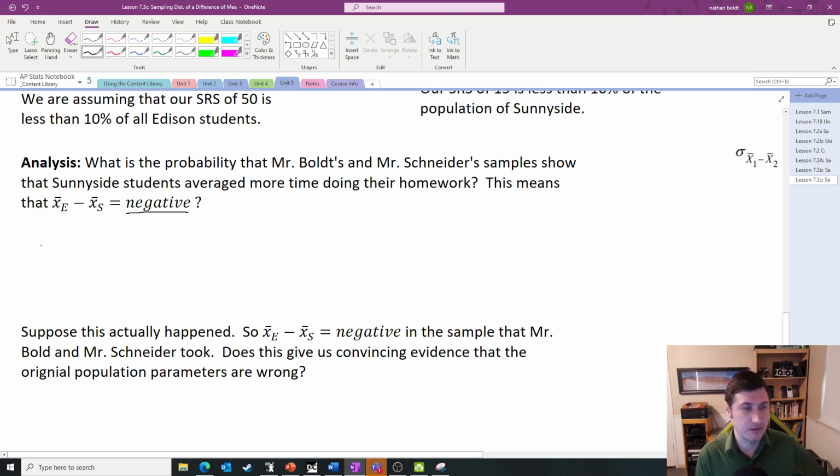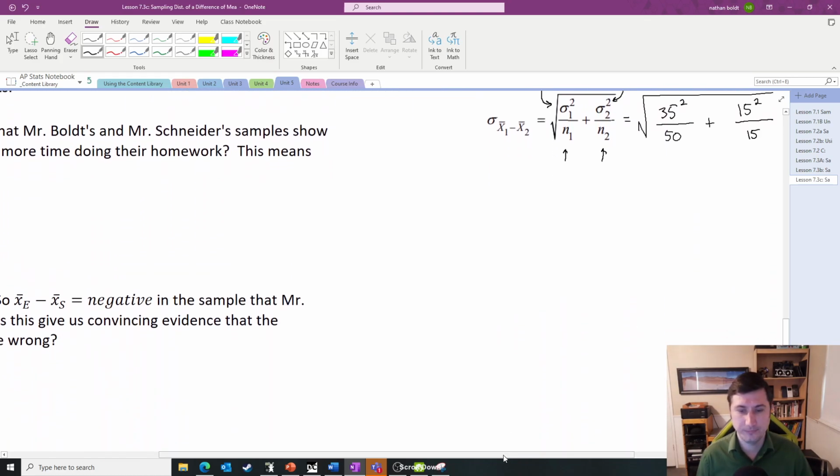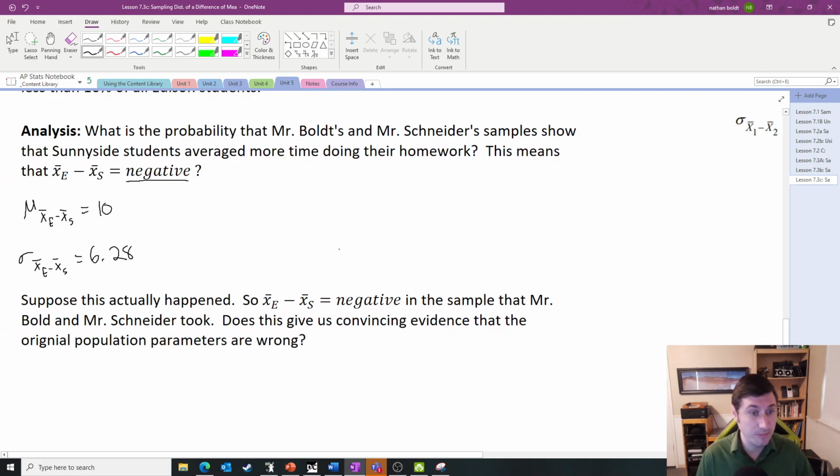I'm going to write our statistics over here. So the average of our sampling distribution here, x bar sub e minus x bar sub s, was 10, right? And the standard deviation of x bar sub e minus x bar sub s was equal to 6.28, I think it was. Yep. So again, that gives us a normal model. I want to know the chances of this being negative.